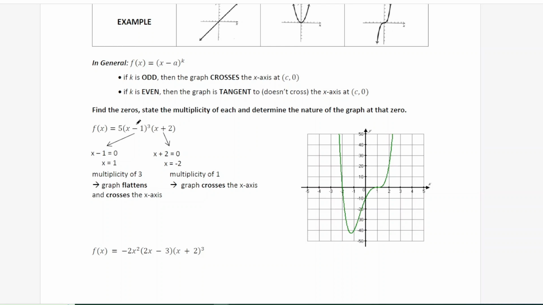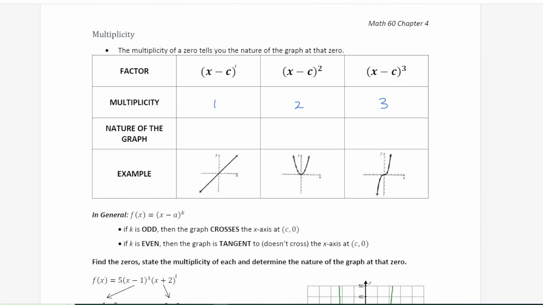And so for this one, you'd have x minus 1 equals 0, x equals 1, the multiplicity is 3. You'd have x plus 2 equals 0, x equals negative 2, it would have a multiplicity of 1 because the exponent is 1. But we're going to continue this discussion a little bit just to give you a purpose for that and to set us up for 4.2.